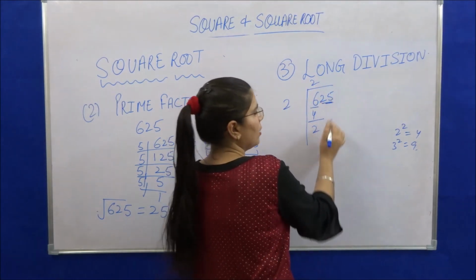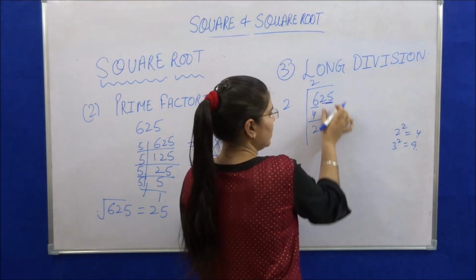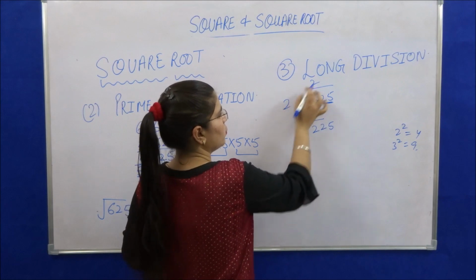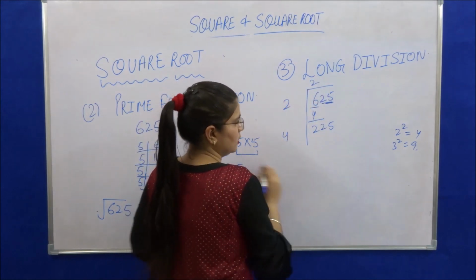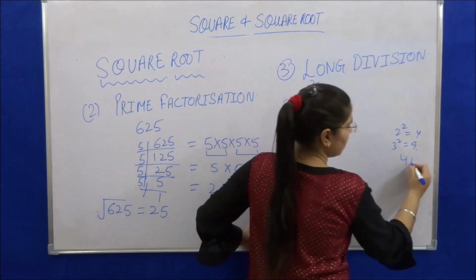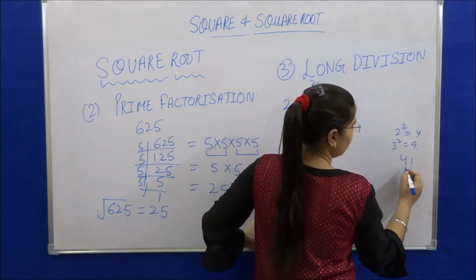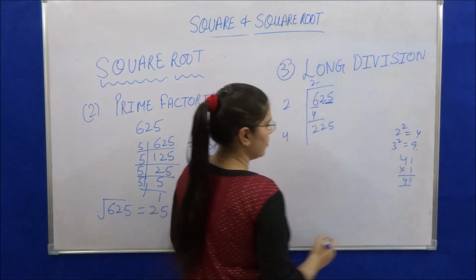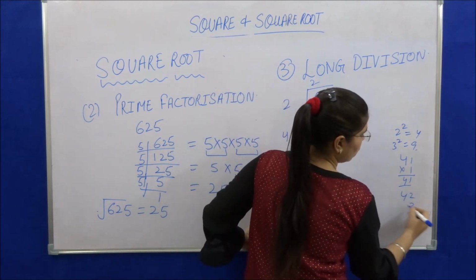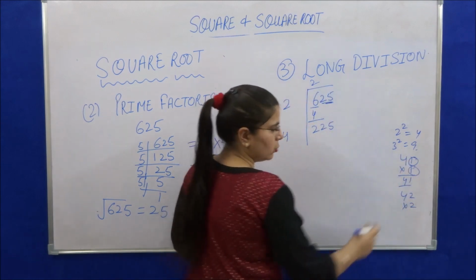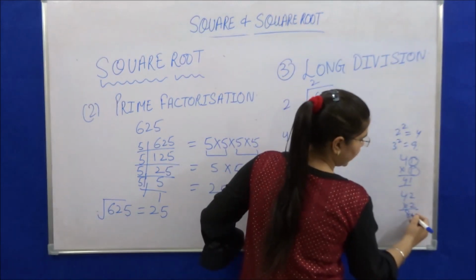Now a pair of 2 digits will be brought down, so 225. 2 multiplied by 2 will be 4, so 4. We have to choose a number such that when 41 is multiplied with 1 we get 41. In a similar way, 42 times 2. The number we picked here, the same number we take below. So 42 into 2 will be 84.